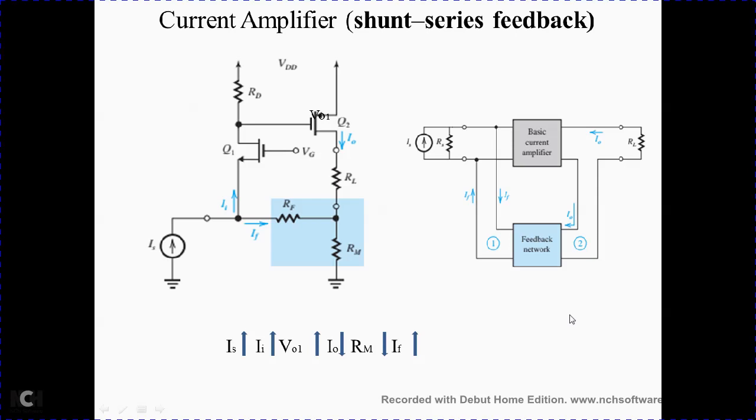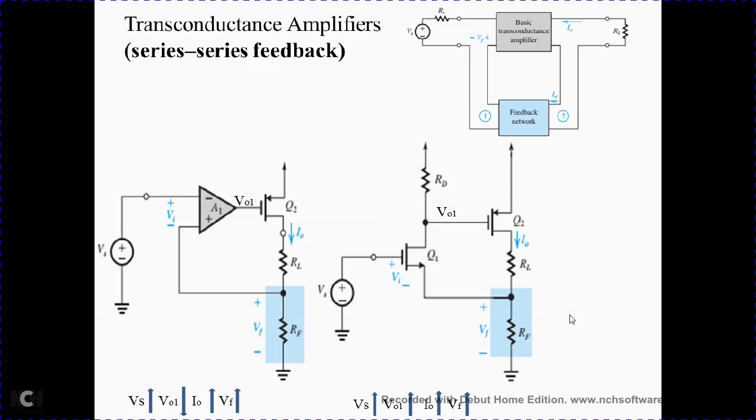So this is about the current amplifier. Let's move to the next one, the transconductance amplifier. Again the same diagram you can see here. Transconductance amplifier: input is voltage and output is current, right? Input is a voltage source and output is current, and it is series feedback because both voltage sampling at the output and signal mixing at the input are in series. You can see it is in series. That is why it is series feedback, right?